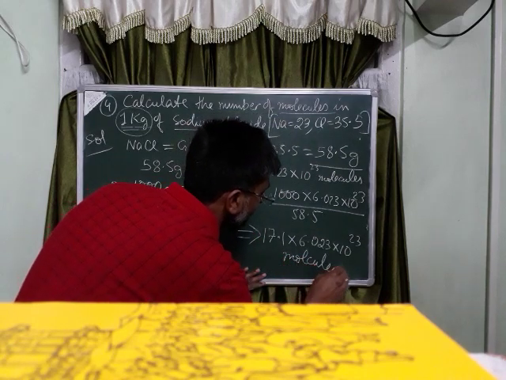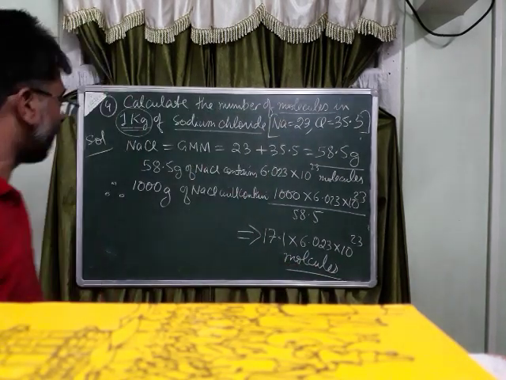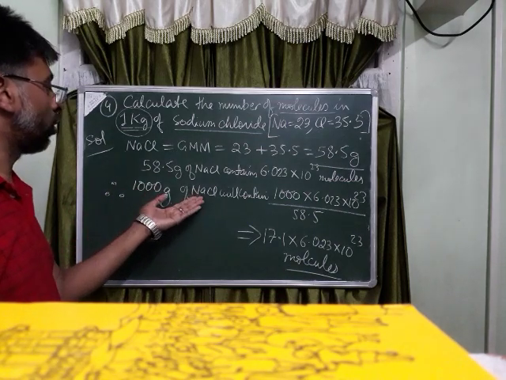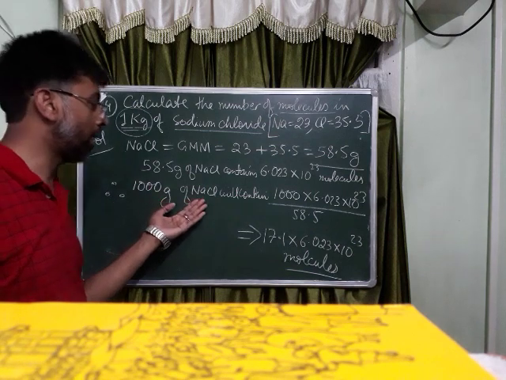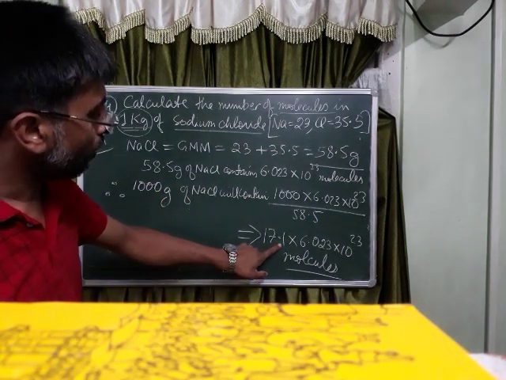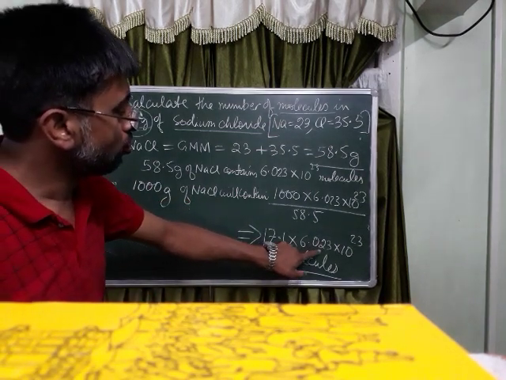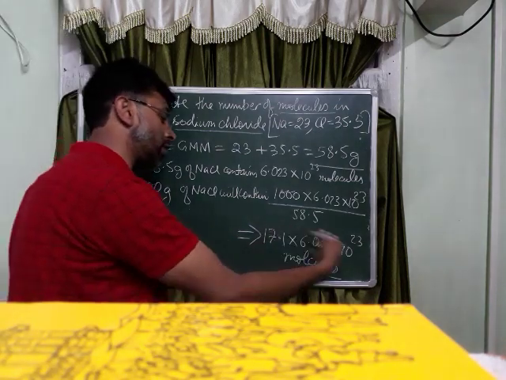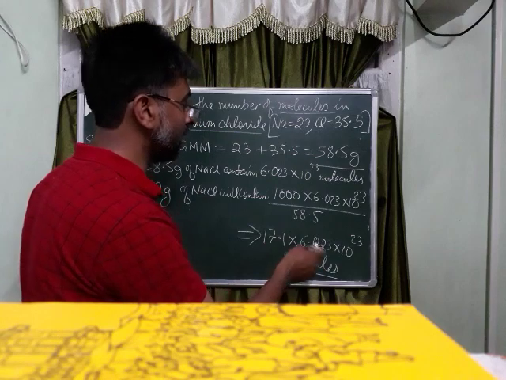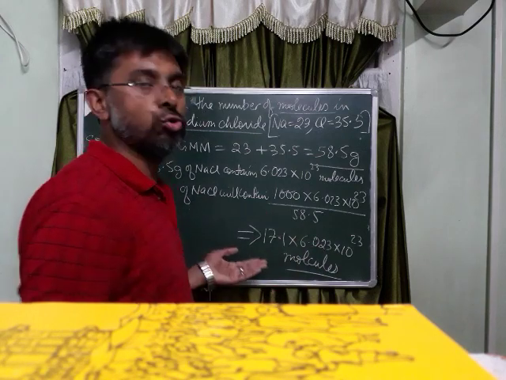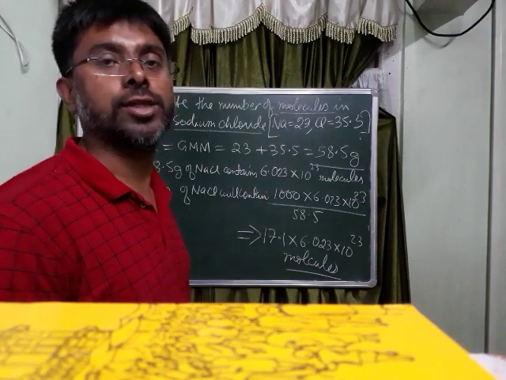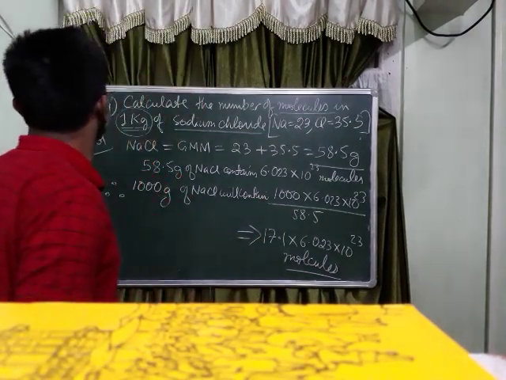This is the answer. So now we can say the answer. Hence 1 kg of sodium chloride or 1000 grams of sodium chloride contains 17.1 into 6.023 into 10 to the power of 23 molecules of it. We may leave the answer like this only, or we may multiply this and simplify it. But you will not lose any marks if you don't multiply this. You will get the full marks for this much. Now, this was the fourth sum.